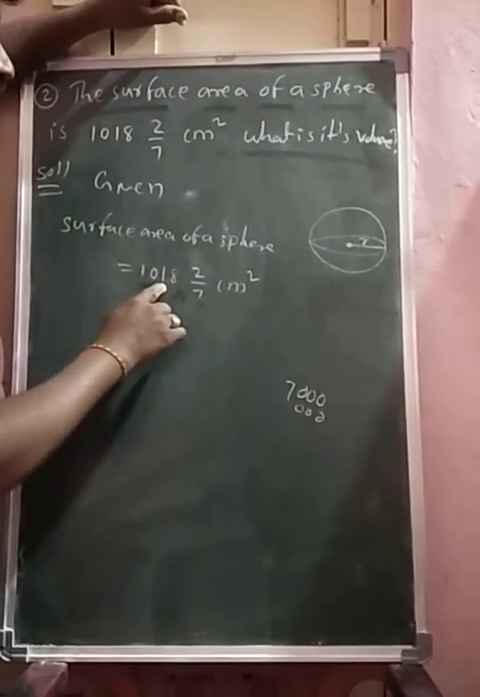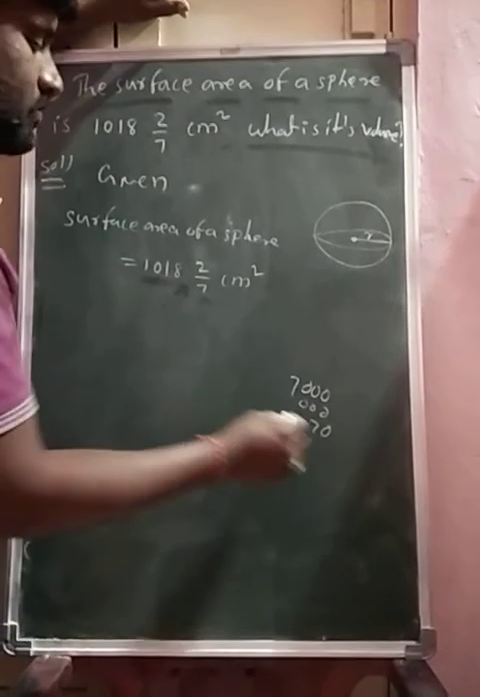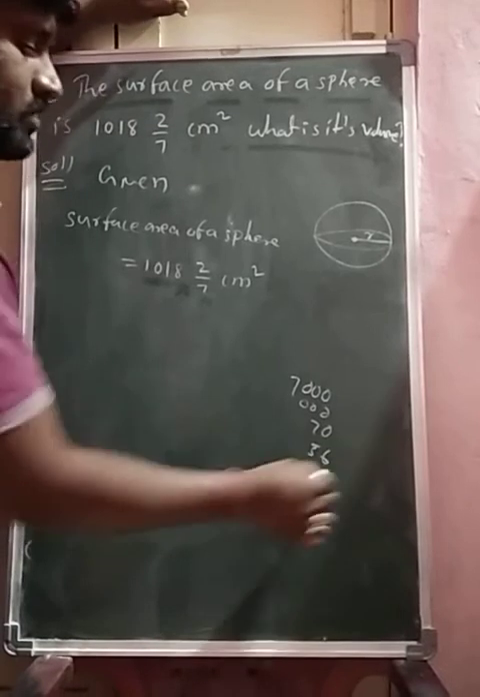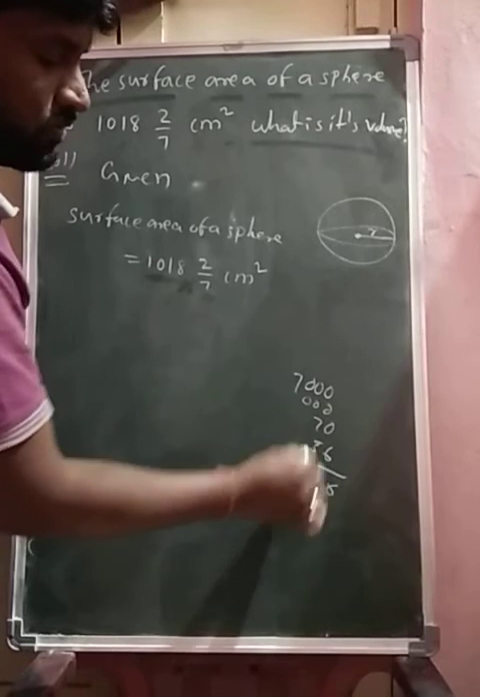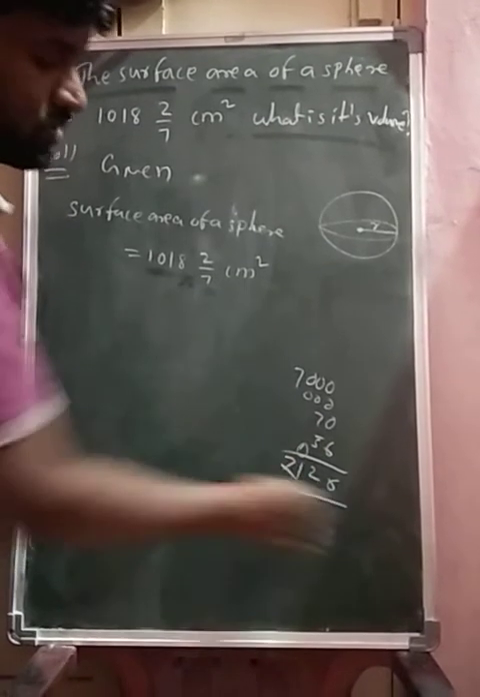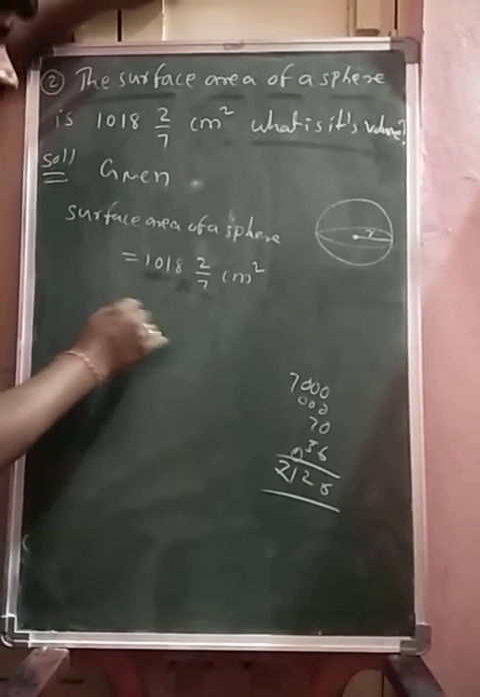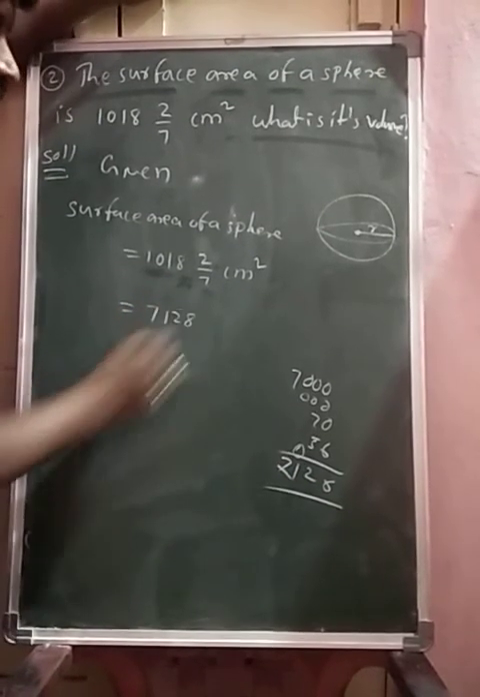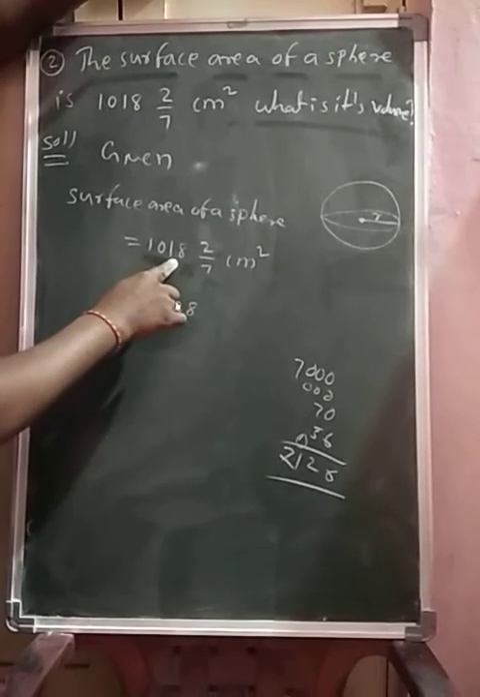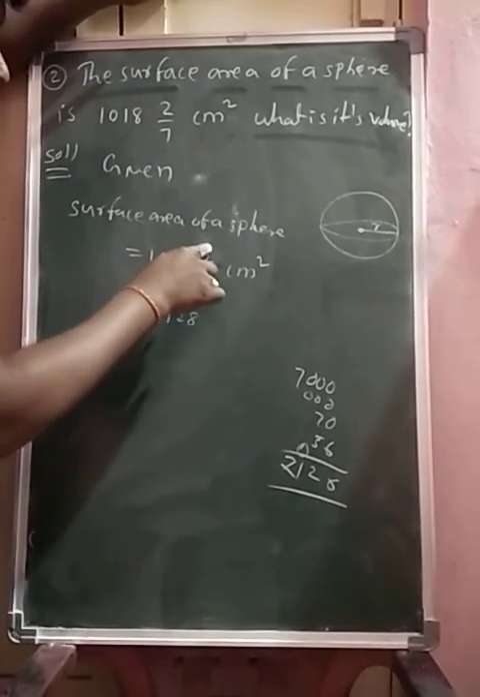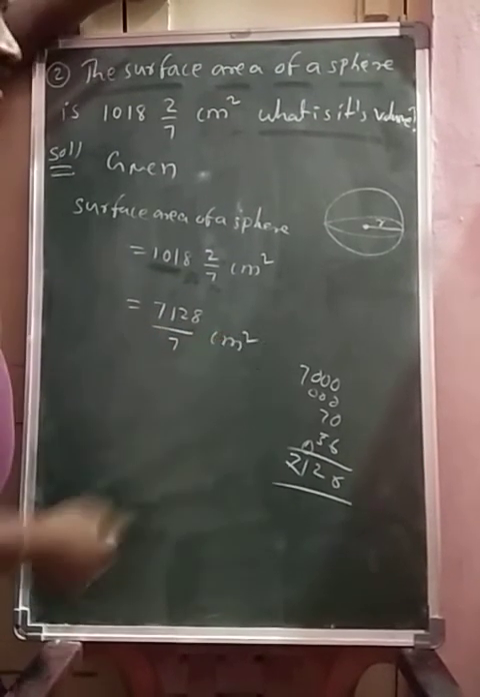Next, 7 into 1, 7 means that is 70. 7 8s are 56. So that is 6 12 1 7. So that is 7126 plus 2 means what, Nana? 7128. So 7 into 1018 means that is 7126, adding 2 means 7128 by 7 square centimeters.